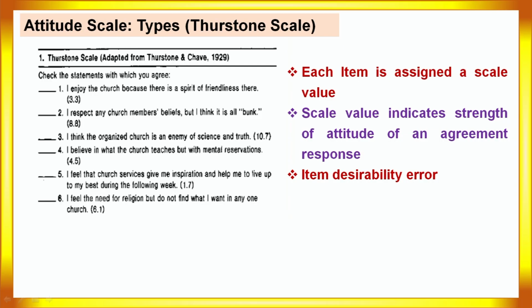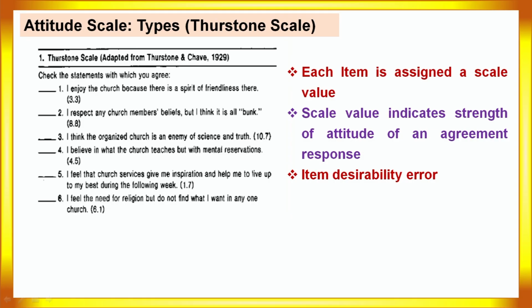If you agree with a particular item, it depends on how much intensity your expression has, that depends on which particular question you agreed with. That means, in the case of the Likert scale, each statement has equal weightage. In the case of the Thurstone scale, or equal appearing interval scale, each statement has a different weightage. Secondly, the technical name of the Thurstone scale is the equal appearing interval scale.